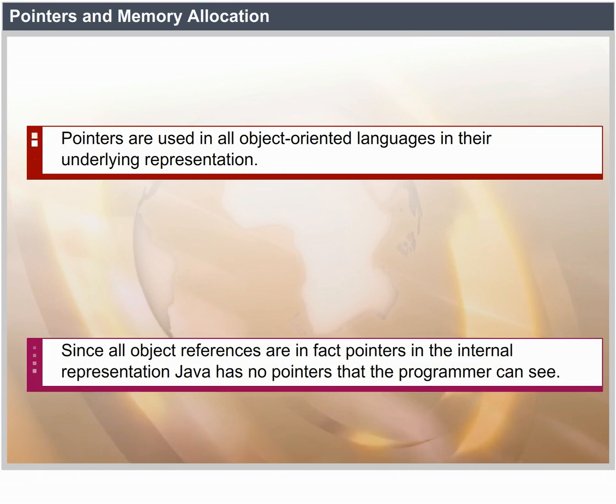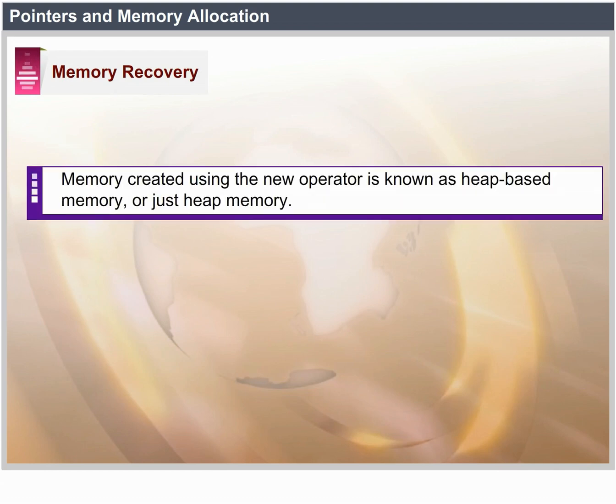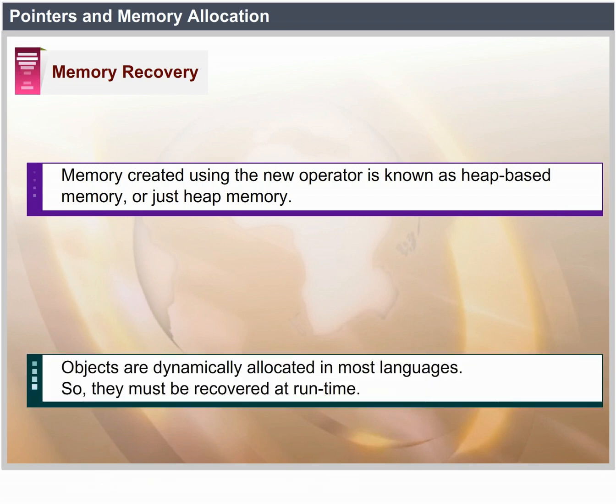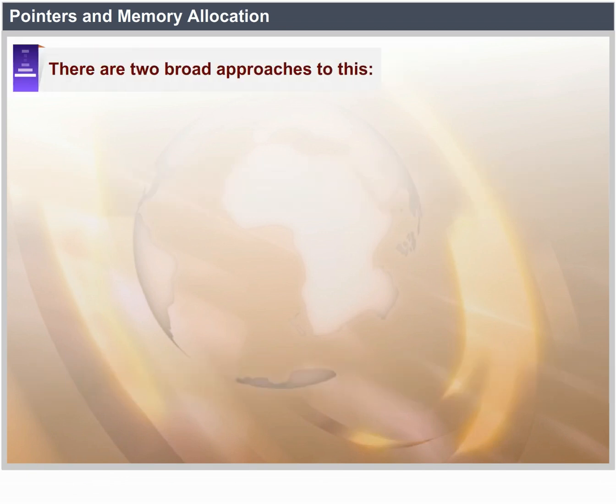Since all object references are in fact pointers in the internal representation, Java has no pointers that the programmer can see. Memory recovery. Memory created using the new operator is known as heap-based memory or just heap memory. Objects are dynamically allocated in most languages, so they must be recovered at runtime. There are two broad approaches to this.